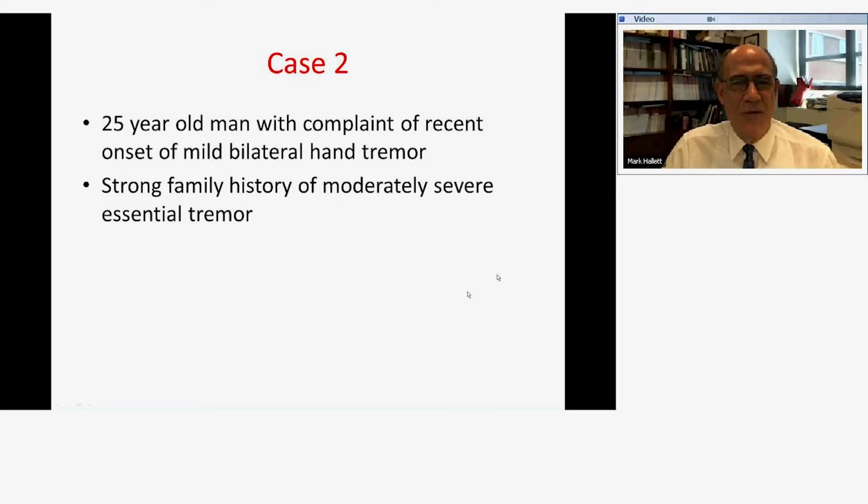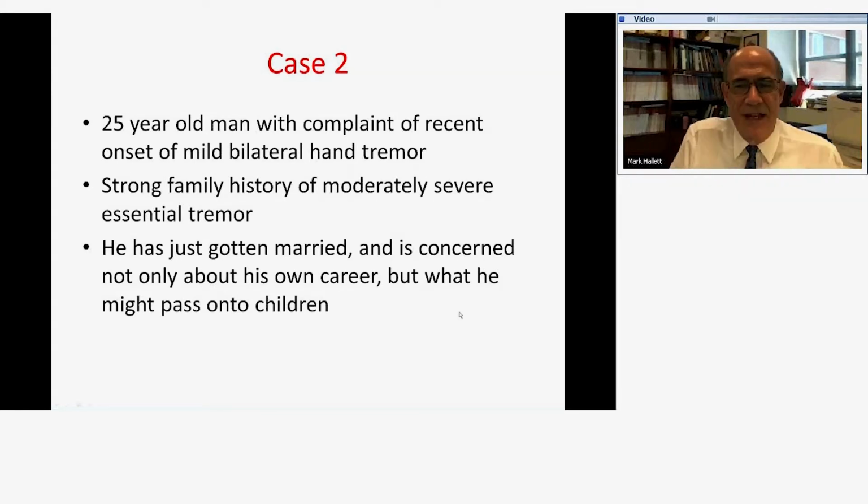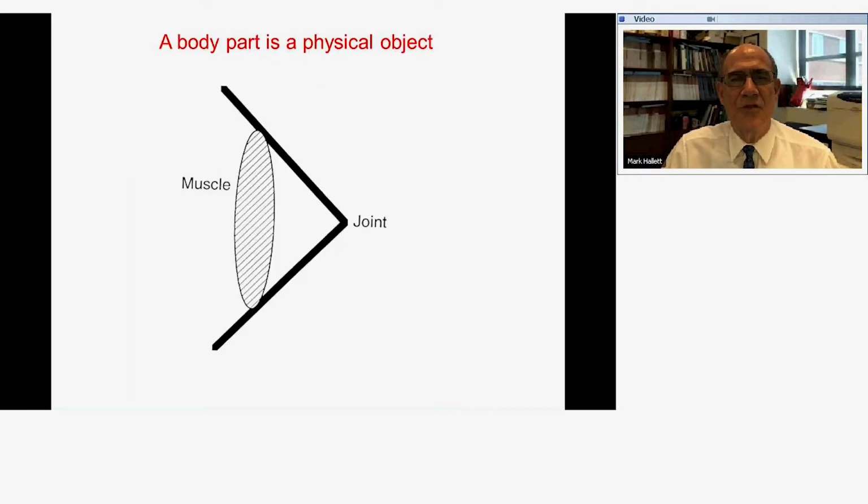He has a strong family history of moderately severe essential tremor, and he's just gotten married. He comes in concerned not only about his own career, because tremor might be problematic for him in the future, but also about what he might pass on to his children. So he wants to know, does he have the family disease, as he's begun to have a recent onset of mild bilateral hand tremor? This is something that would probably be almost impossible to tell by eye, but with clinical neurophysiology you can tell, and let me show you how you could do this.